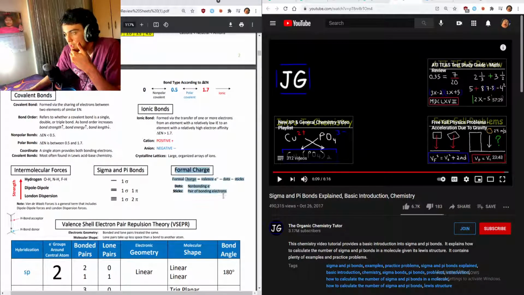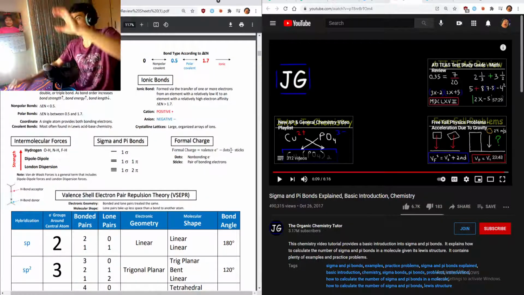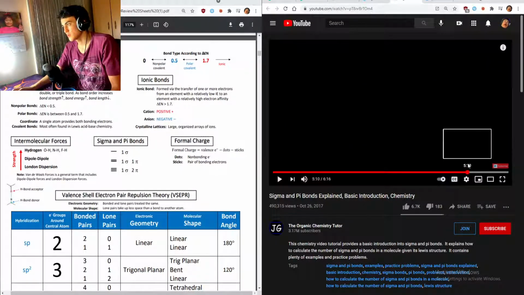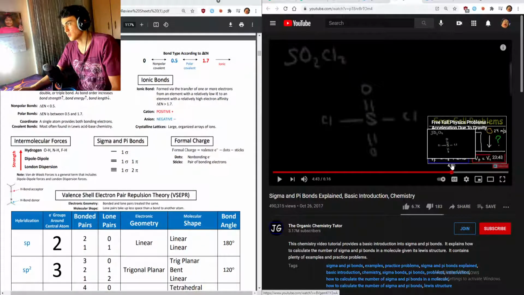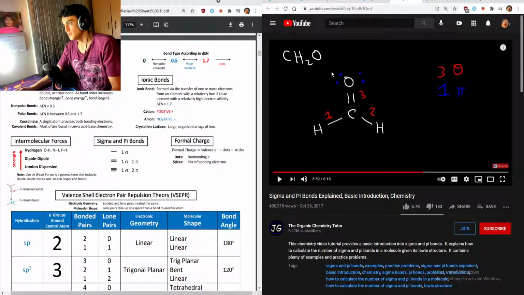Formal charge. This is easy. Formal charge is the amount of valence electrons minus the non-bonding electrons, the dots, minus the bonds. Valence electrons is where you get from memorization. The non-bonding electrons are on the outskirts, like right here. These are non-bonding electrons found in C. So 1, 2, 3, 4.